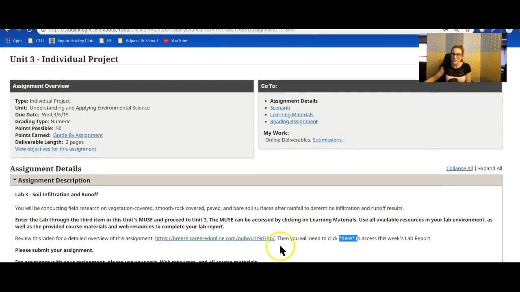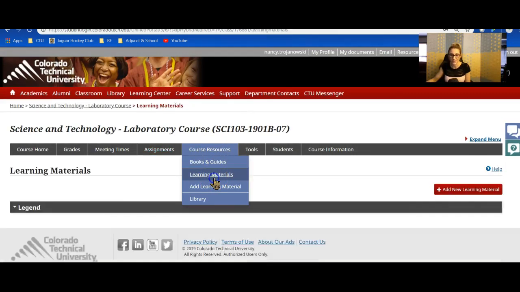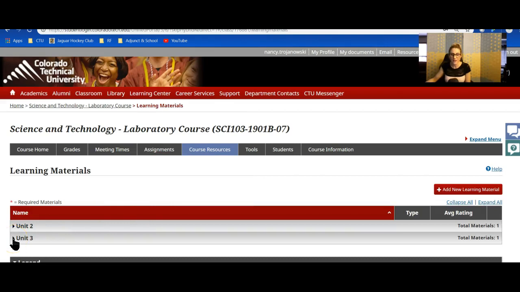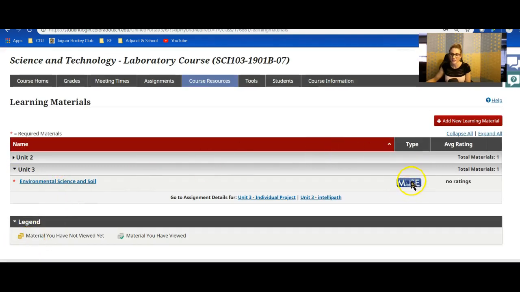After you've got your worksheet downloaded from wherever and saved to your computer, you're going to go to the course resources section and click on learning materials. This one is going to be housed in the Unit 3 learning materials. So you can see there's the Muse. We're going to click on the link over here, environmental science and soil.